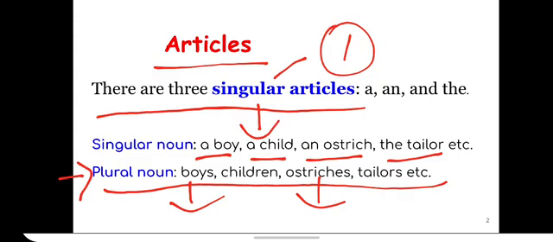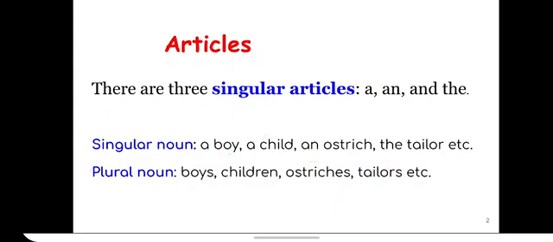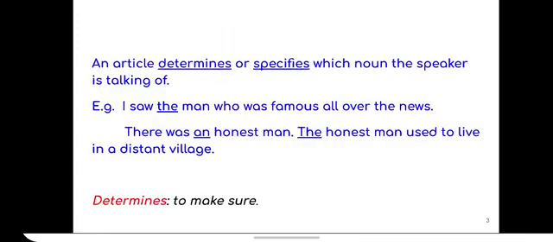And I'll tell you where to use a and the. So in simple words, a and an only mean one, and they can only be used with a singular noun. A and an mean the same thing. They are used in a different way depending on the sound of the noun which comes after. And the, on the other hand, can be used with both singular and plural nouns.